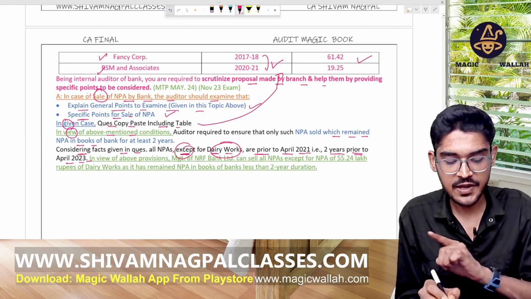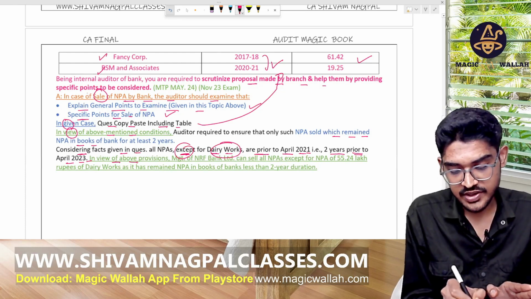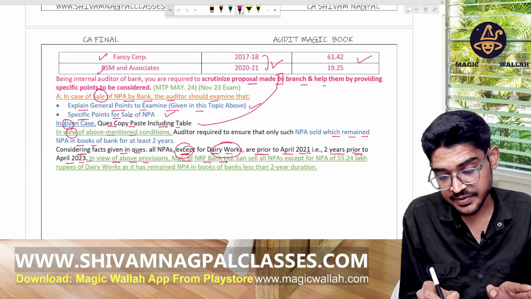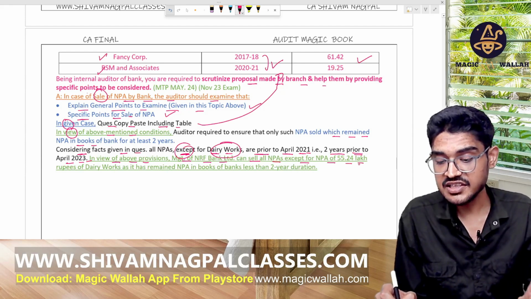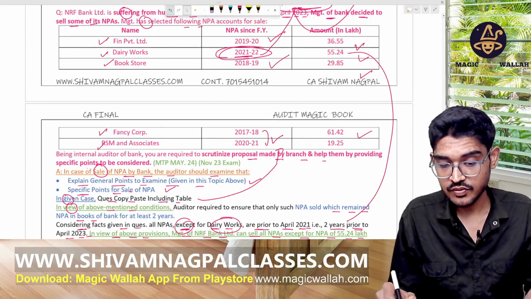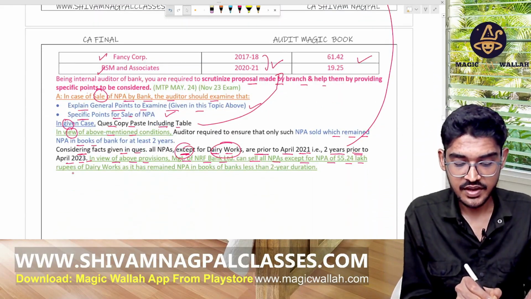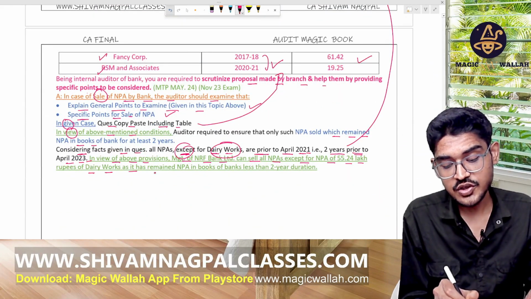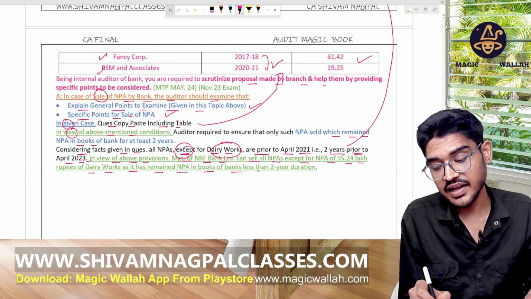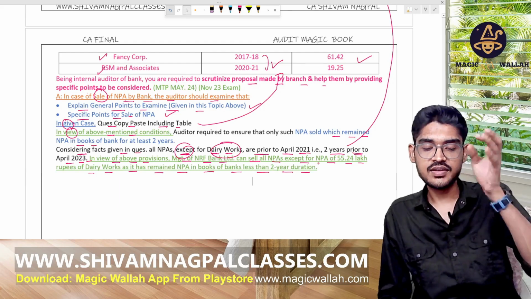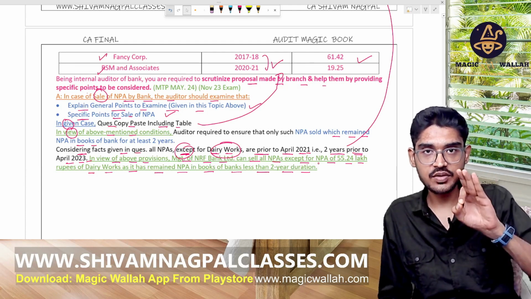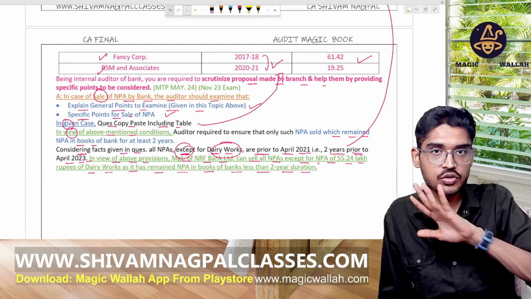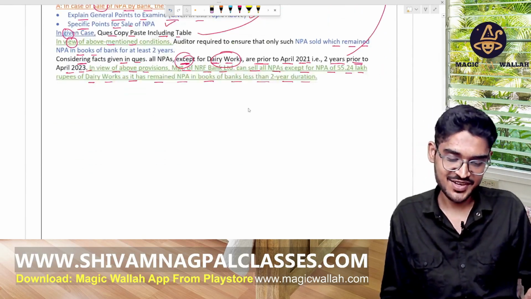So in view of the above provisions, the management of NRF Bank Limited can sell the NPA except for the NPA of this amount for the dairy works. This should remain in the books of account for less than 2 years. In simple words, the NPA should remain in the books of account for 2 years. If less than 2 years, then we cannot sell them. Okay, this is clear. Chapter is over.